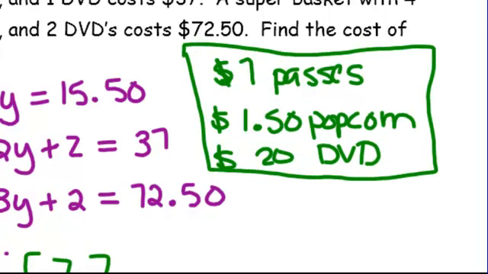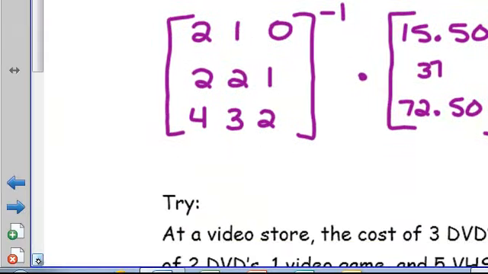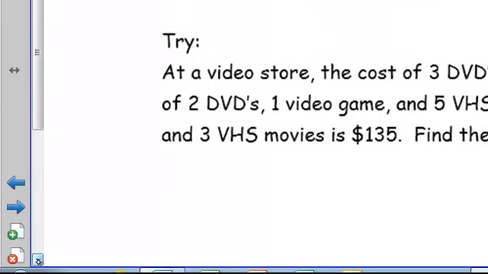So you're finding the cost of each. So that's what we did here. Again, if you plug these back in for X, Y, and Z in each one, we can check all of these answers. Again, go ahead and pause here, set up your system, and go ahead and solve using matrices.